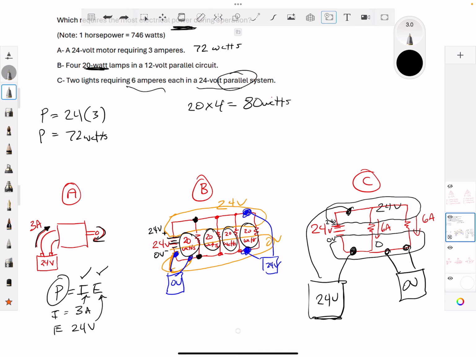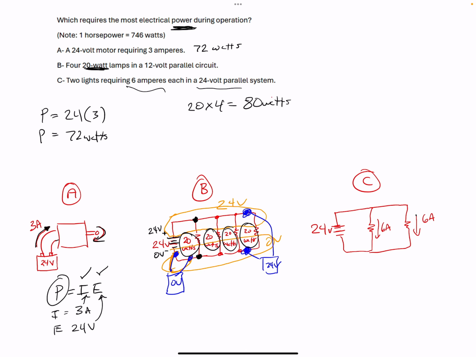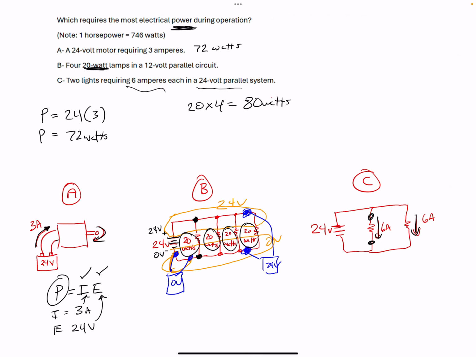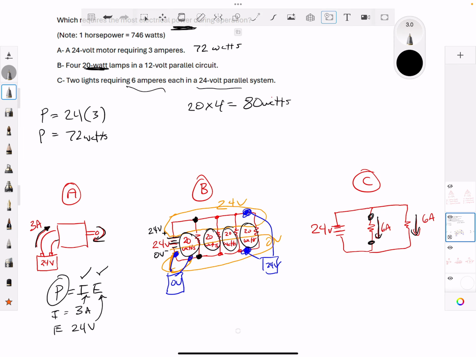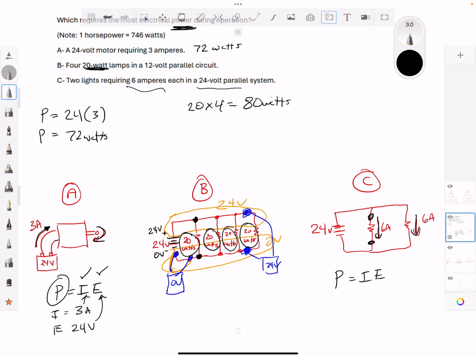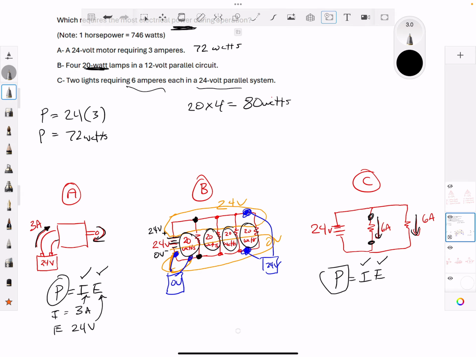Okay, so let me get some of that out of the way. So we have our circuit, and we do know that each one of these lights has 6 amps running through the light. We also know the voltage drop. Do we know the voltage drop from here to here? We do. It's 24 because it's in parallel. So we're going to use our equation, P = IV, right? So we're looking for power. We need current and we need voltage. We want the power, right?